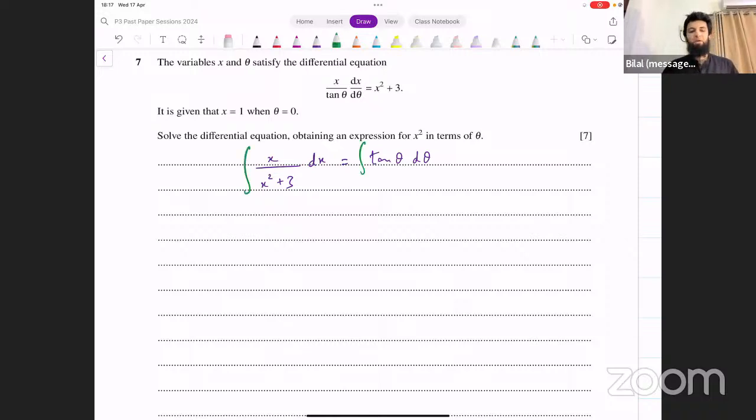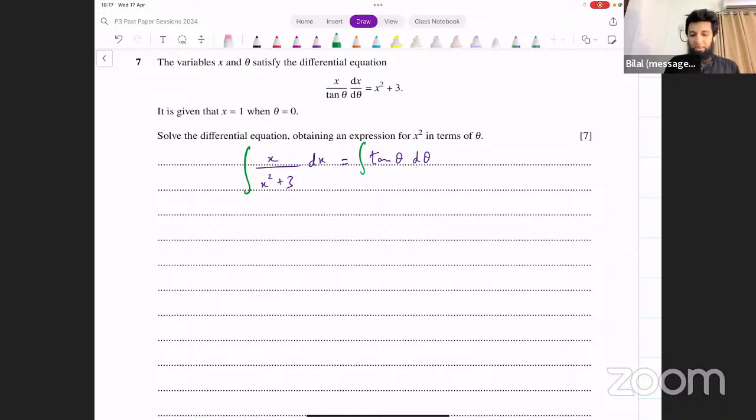Now, the question is, how do we integrate these sides? On the left side, we have a fraction. For fractions, what rules do we have? We have the ln rule, tan inverse rule, partial fractions, polynomials where you do quotient plus remainder over divisor, splitting the numerator. You have a bunch of rules for fractions. You need to remember all of them, and the conditions for all of them. Which rule applies in this case?